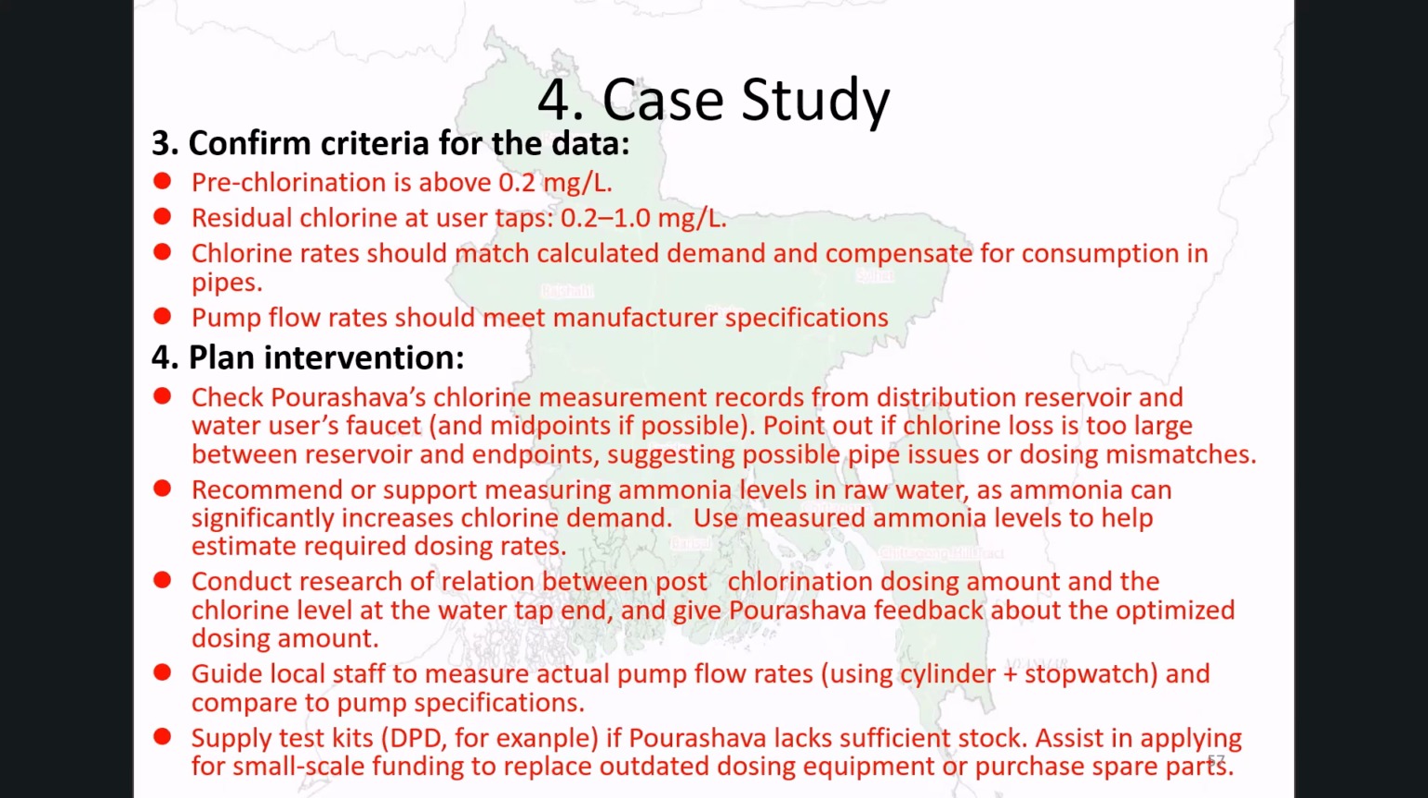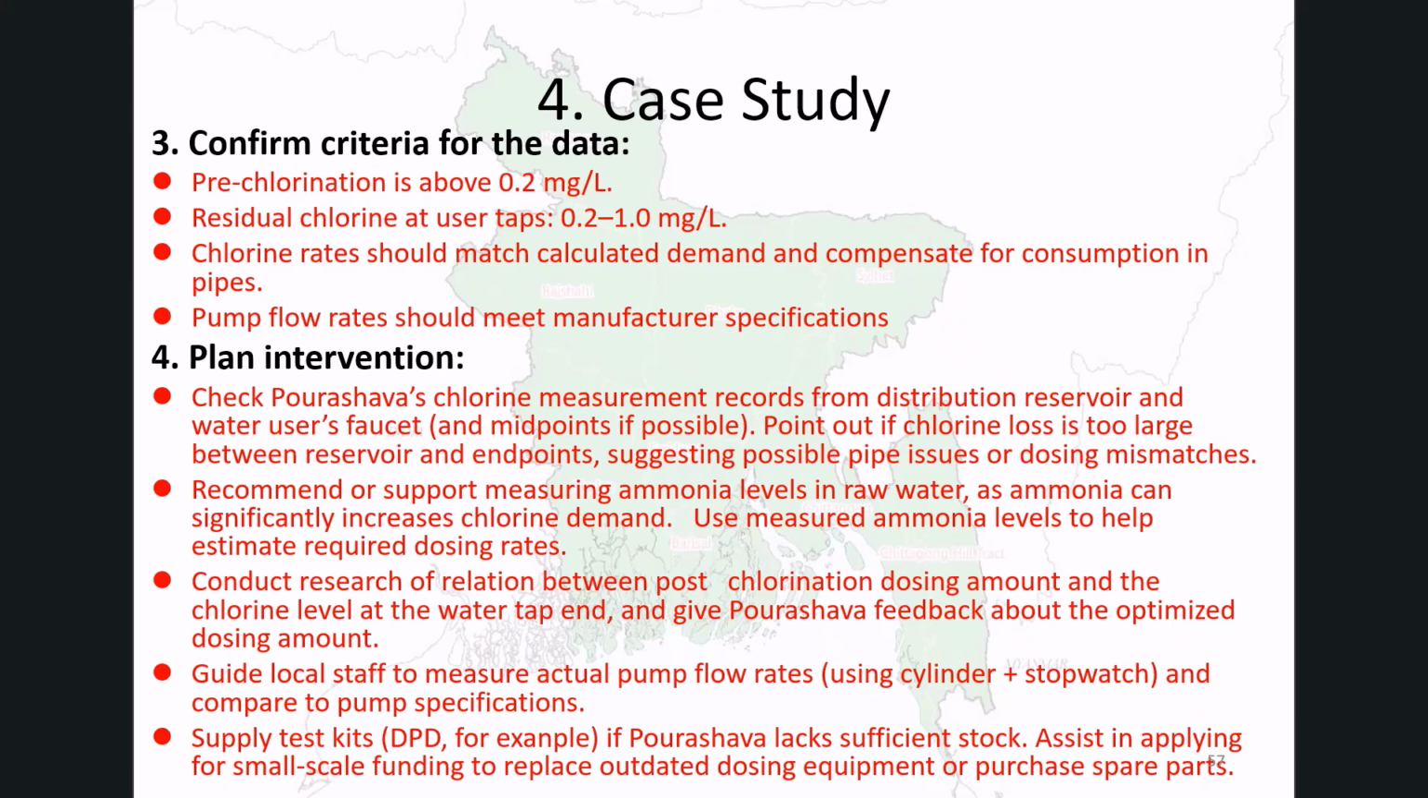Based on those analyses, several interventions are suggested. 1. Review Poroshova's residual chlorine measurement records at the distribution reservoir and at the user's faucet, and add midpoint checks if possible. When the chlorine loss between the reservoir and endpoints is unusually large, it should be highlighted as a sign of possible pipe-related chlorine demand or a dosing mismatch with the network.